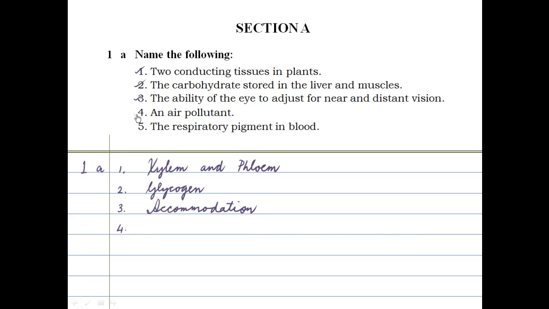4, an air pollutant. And that's simple enough. It could be sulfur dioxide. It could also be carbon monoxide, methane, as well as carbon dioxide. Next one we have is the respiratory pigment in blood. The pigment that helps in respiration. That's right, it's hemoglobin.